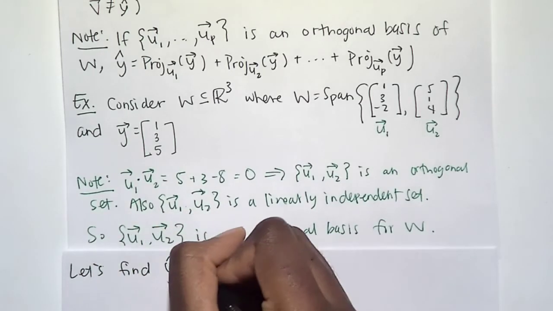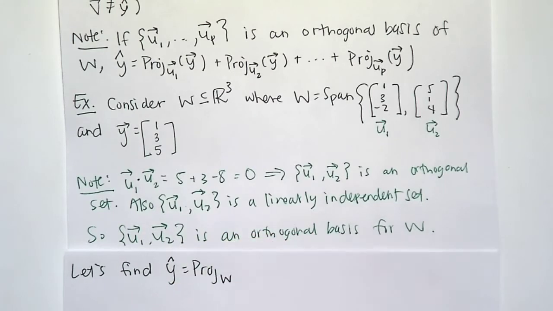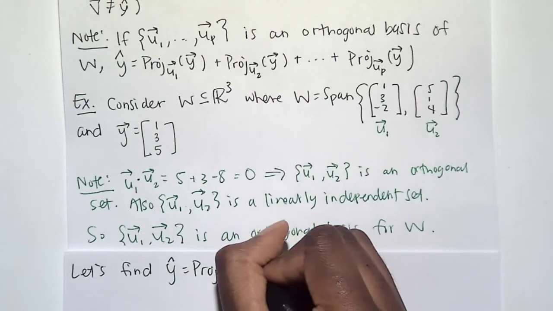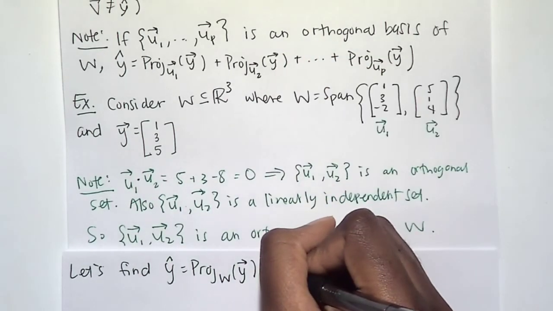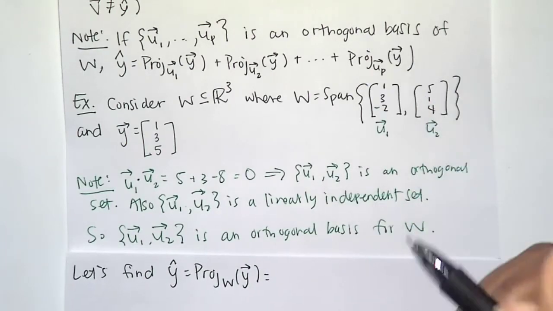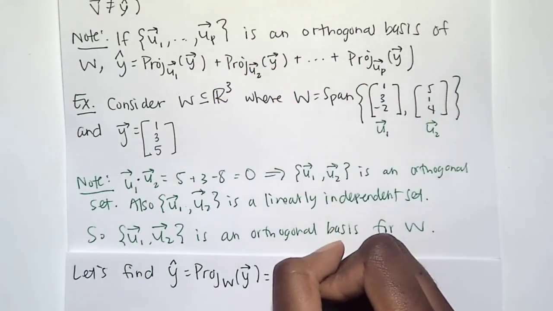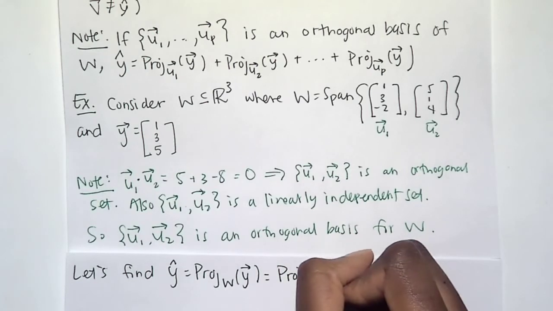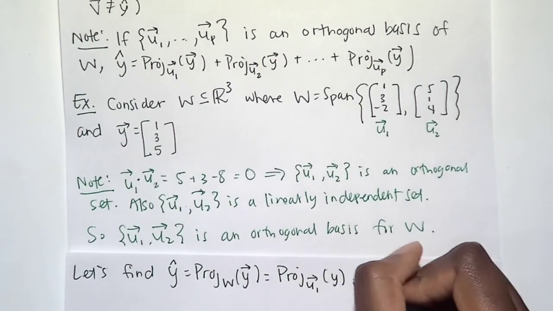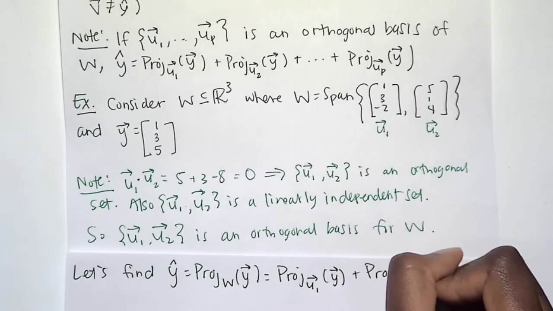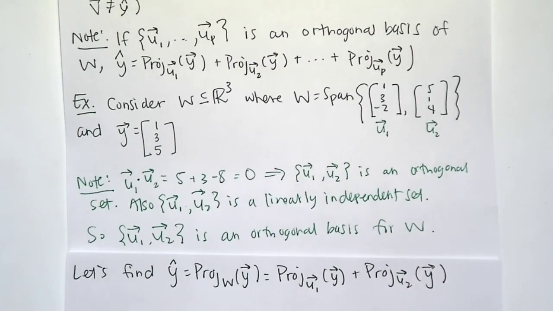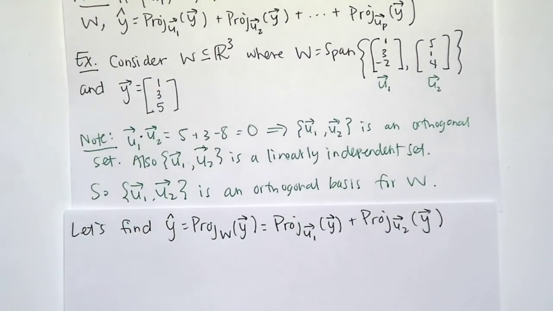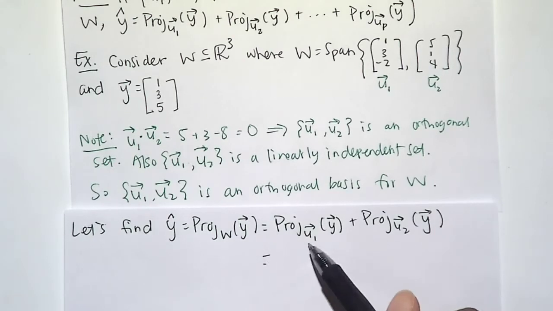All right, so let's project Y onto W. I'm calling it Y hat, which is the projection onto our subspace W of the vector Y that we were given here. First, I'm going to do an intermediate step. We're going to do the projection onto U1 of Y plus the projection onto U2 of Y. All right, so let's find each of these pieces. How do we project onto a single vector? We have a formula for this.